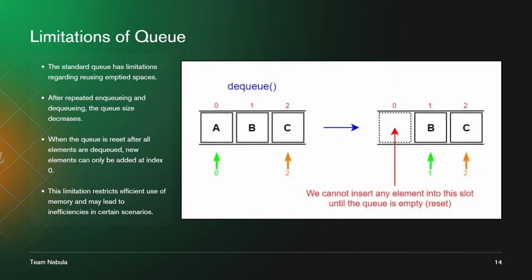Now, let's discuss some limitations of the standard queue. As you can observe in the image below, after a series of enqueue and dequeue operations, the size of the queue has reduced and we can only add elements at index 0 when the queue is reset, when all the elements have been dequeued.